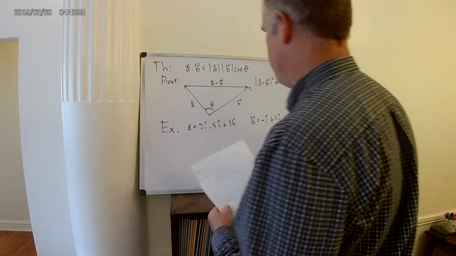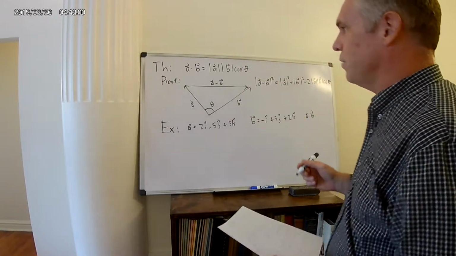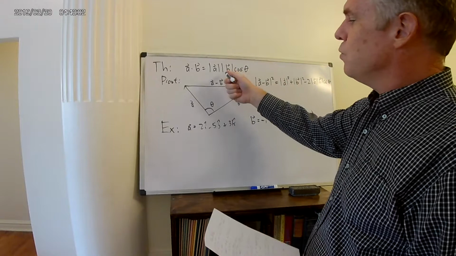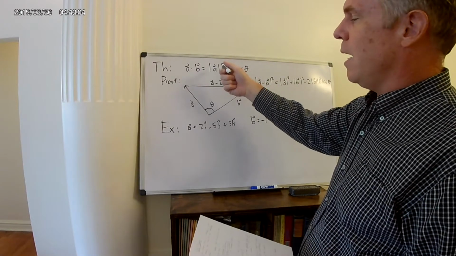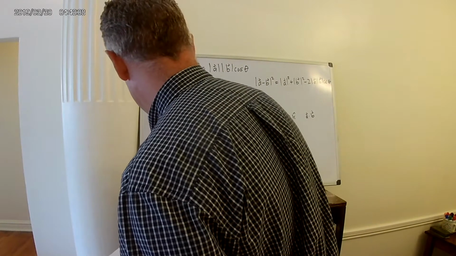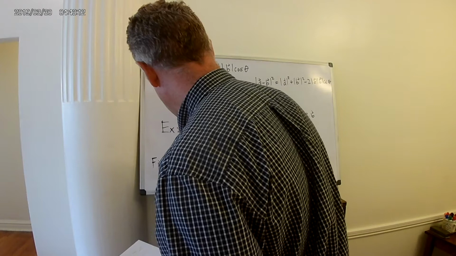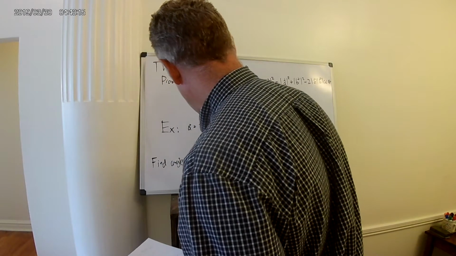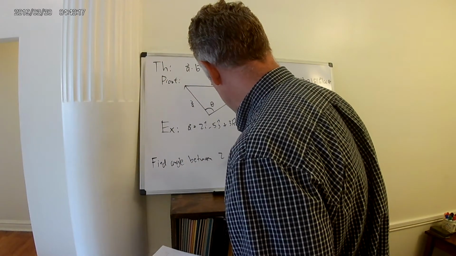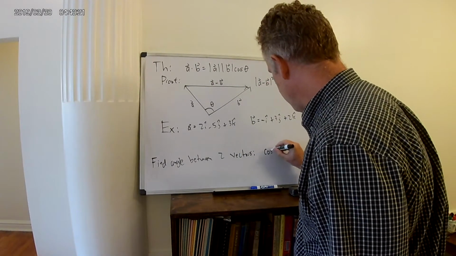There's something I wanted to mention here first before I do this example, and it relates to why we would do this example. This theorem is very useful because we can manipulate it. We can use it to find the angle between two vectors, and we do that by solving this for the cosine of theta.